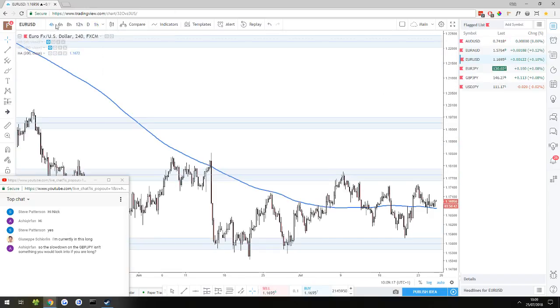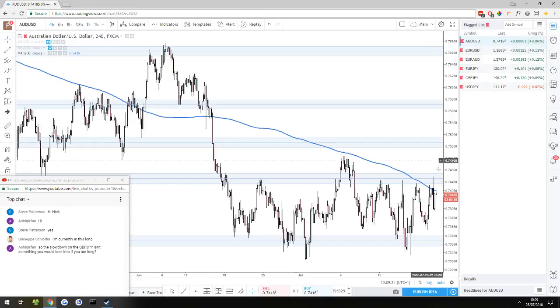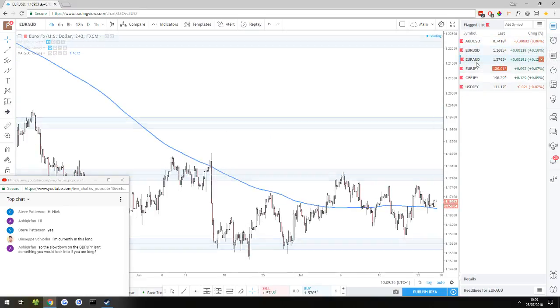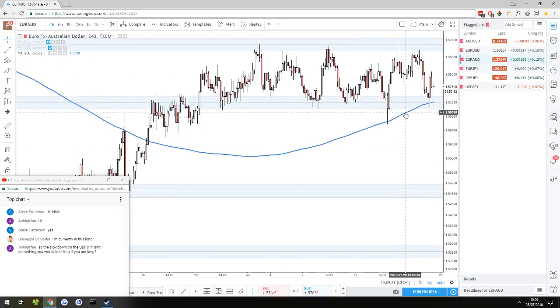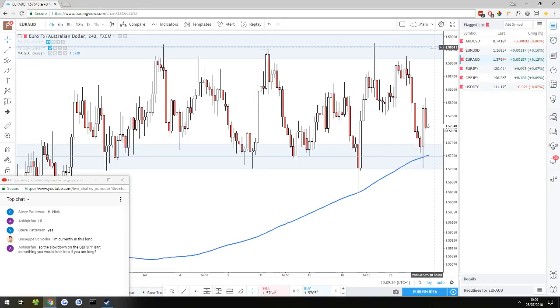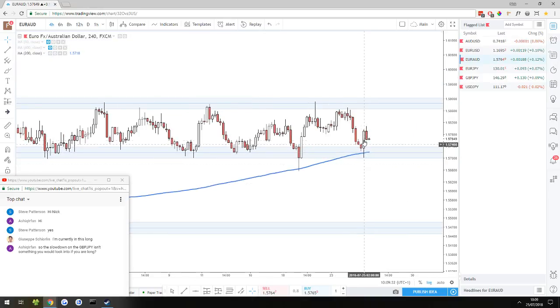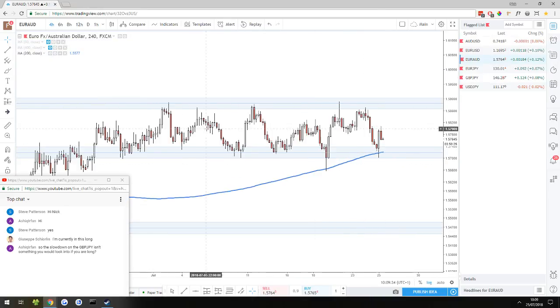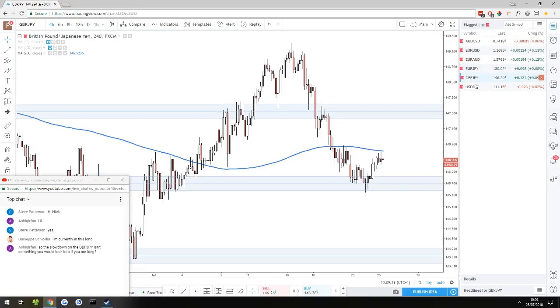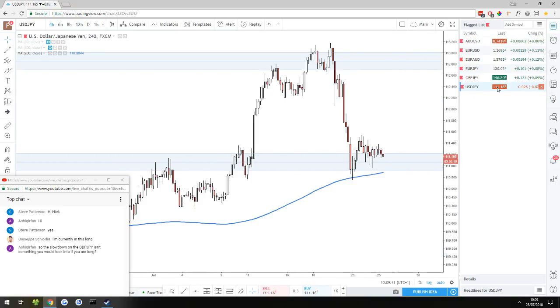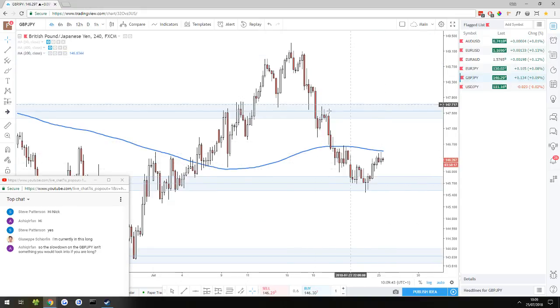EURUSD. Let me organize these. So AUDUSD, EURUSD, and EURAUD, what we're looking for there is range trades in between the 2 support resistance areas where price is currently ranging between. EURJPY, GBPJPY, and USDJPY, we're looking for reversals, although the GBPJPY one has already triggered.